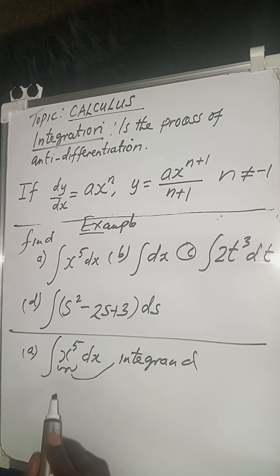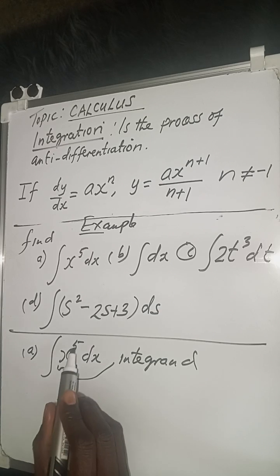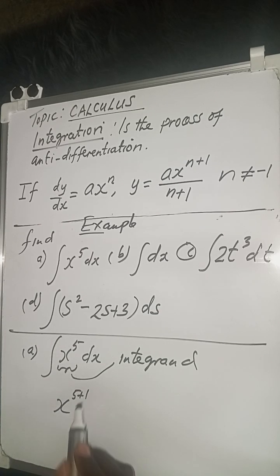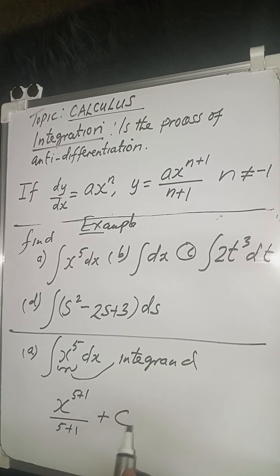So let's work out this one. Right away, when you start integrating, you remove the integration symbol. So it's 5 plus 1 over the new power 5 plus 1. But remember, don't forget to add the arbitrary constant. So that would be x to the power 6 over 6 plus c. That is the expression that you're going to have. That's the correct way if they have not given you the limits when you're integrating.